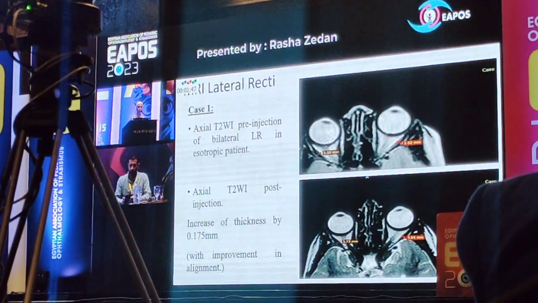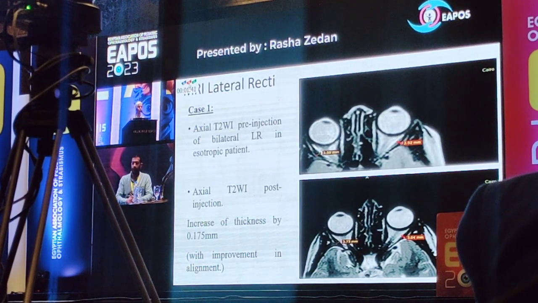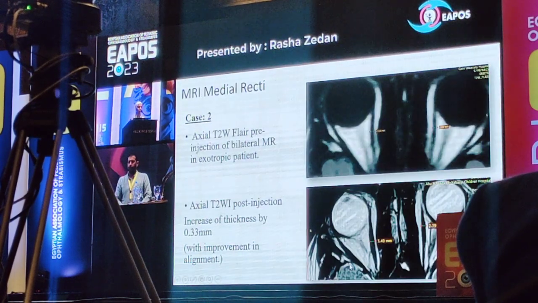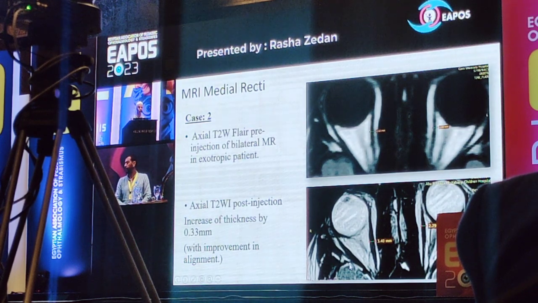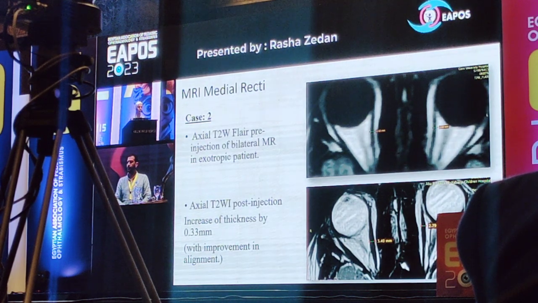This is an MRI of an esotropic patient where the lateral rectus was injected, and the increase of thickness was 0.17 millimeters with improvement of alignment. This is an MRI of an exotropic patient, and the medial rectus showed an increase in thickness of 0.33 millimeters, again with improvement of alignment.